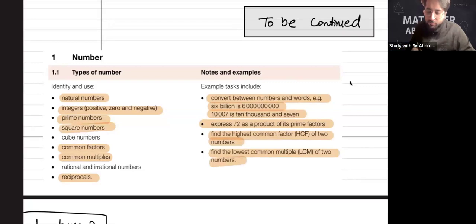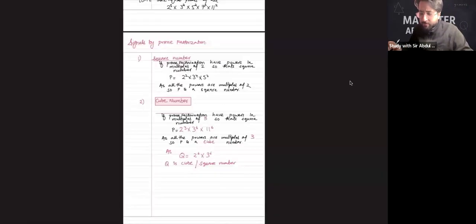We are done with square numbers, cube numbers, rational and irrational numbers. I took this screenshot from your syllabus, so you can also cross check whether something is left or not. Okay, everyone. So done. Any problem so far?